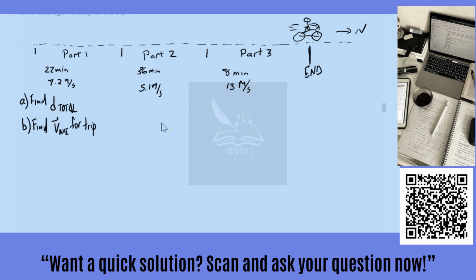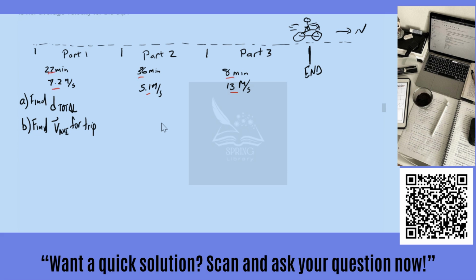In this problem, we have a bicyclist, and the bicyclist is running a race. There are three parts to the race for her. In part one, she is going at 7.2 meters per second for 22 minutes. Then in part two, she's going at 5.1 meters per second for 36 minutes. And then in part three, she's going at 13 meters per second for 8 minutes.